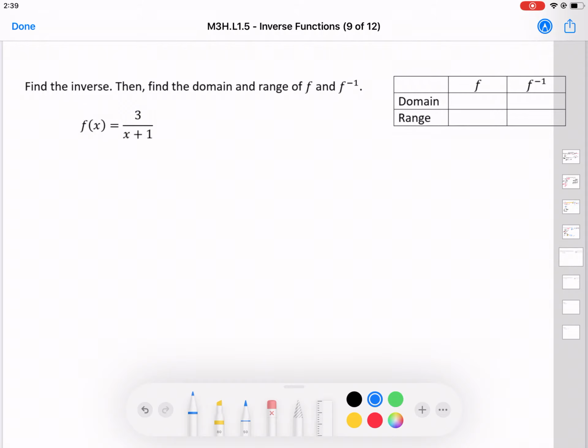Let's just do a few more where we're finding the inverse. So we've got this one that's a little trickier to find. So I'm going to go ahead and find the inverse. So we have y equals 3 over x plus 1.